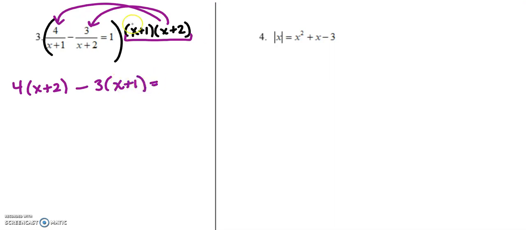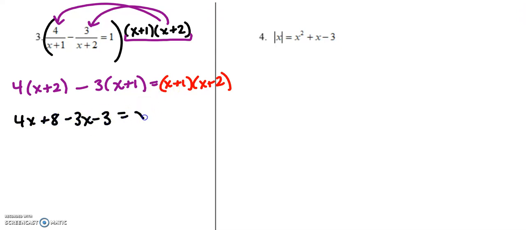And then when I multiply it on this side, I'm going to be left with x plus 1, x plus 2. So on the left side, we got 4x plus 8 minus 3x minus 3. This side I'm going to do some distributing, x squared plus 3x plus 2. So I've got a quadratic, because of this x squared term going on. I'm going to work to get everything over on one side. So I'm going to clean this up a little bit.